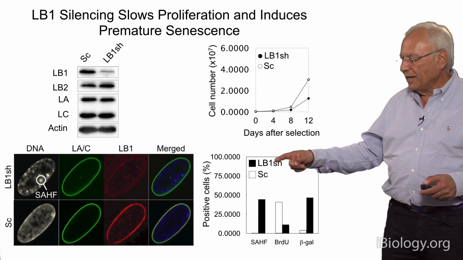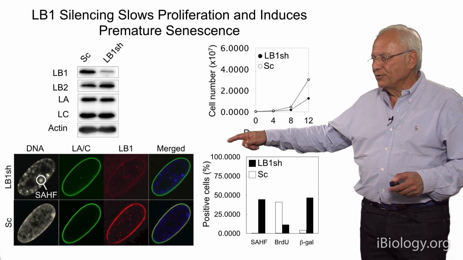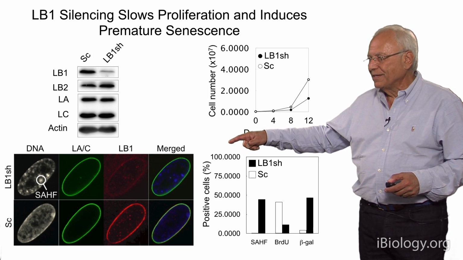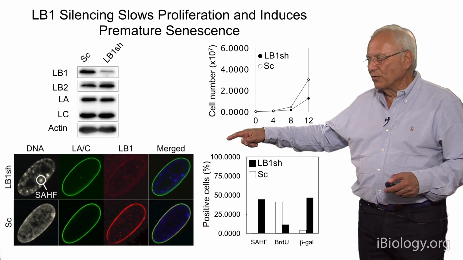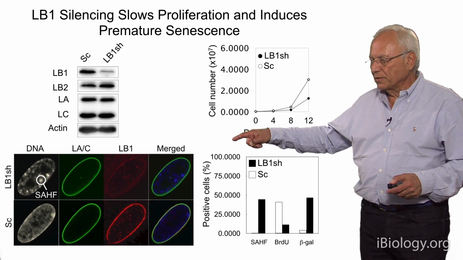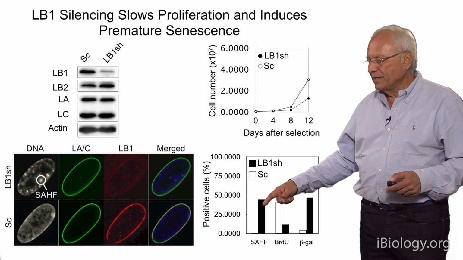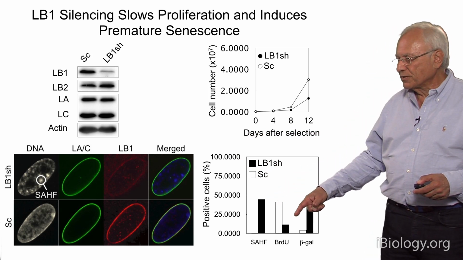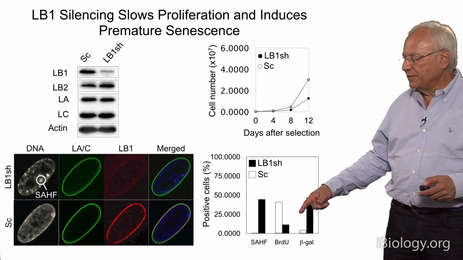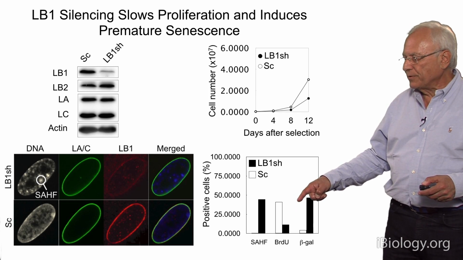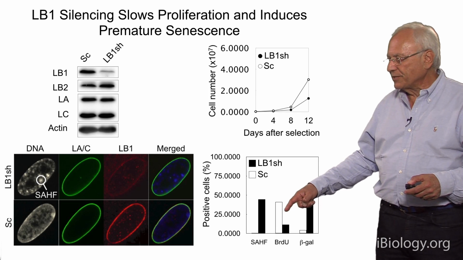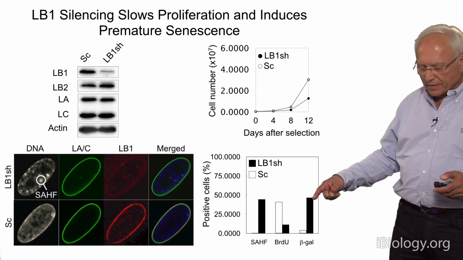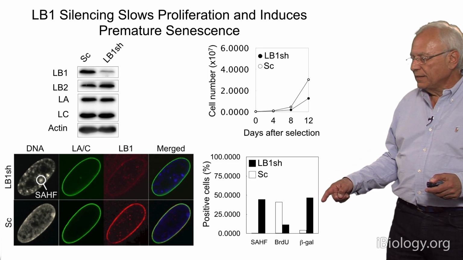And you can show also that in these cells, the nuclei get larger and in fact look senescent relative to scrambled controls, but most importantly, they show a significant increase in senescence-associated heterochromatic foci, a significant loss of BrdU incorporation, indicating that the cells are rapidly entering replicative senescence, and a great increase in the number of beta-galactosidase positive cells.